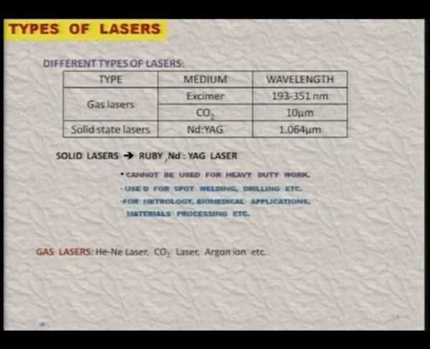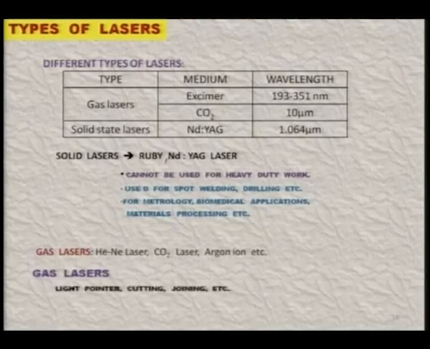And then you have the gas lasers, which include helium neon lasers, CO2 laser, argon ion lasers and others. Now, gas lasers, in some cases you use as light pointer. They are basically used for cutting, joining, etc. For light pointer, you normally use solid lasers also.